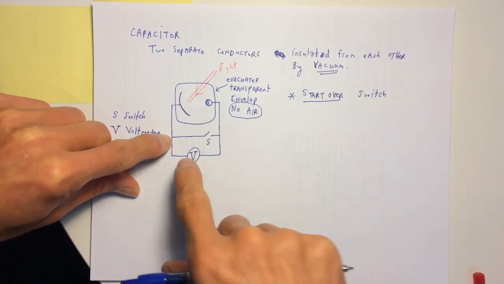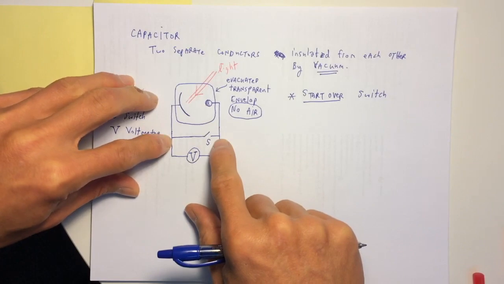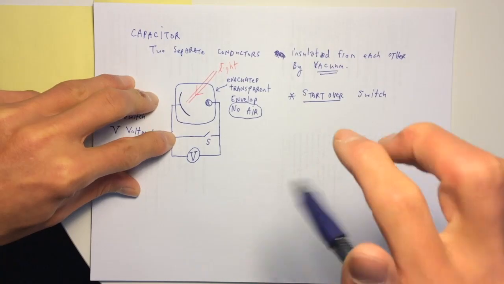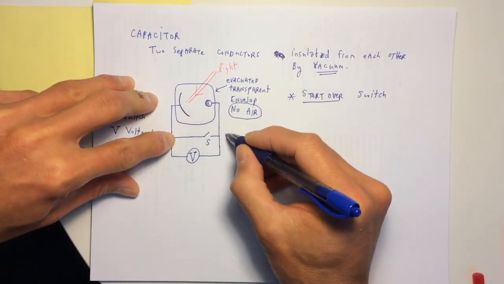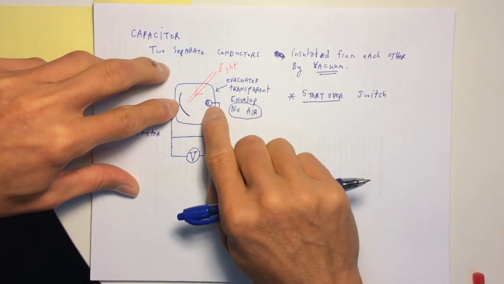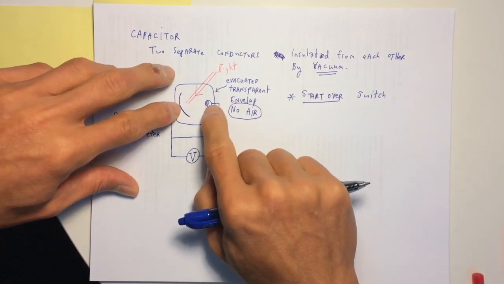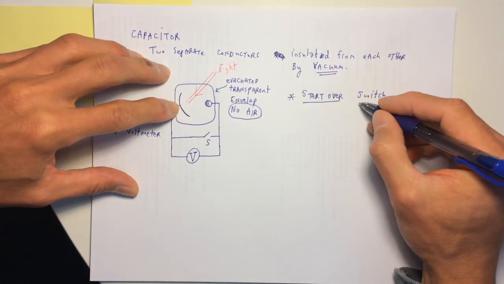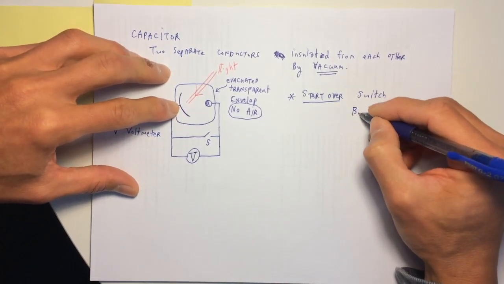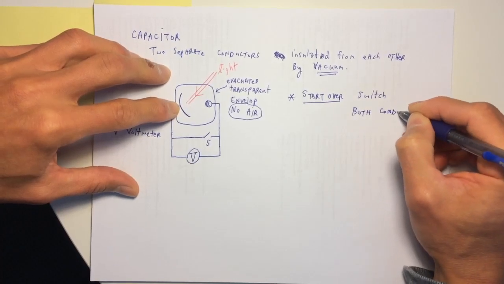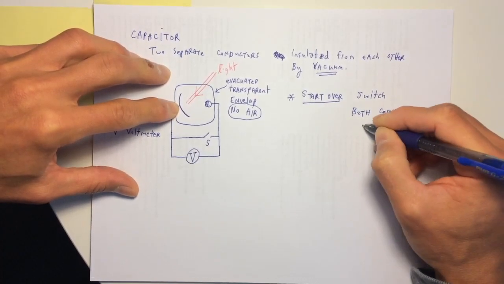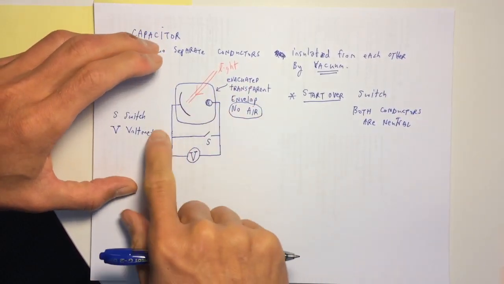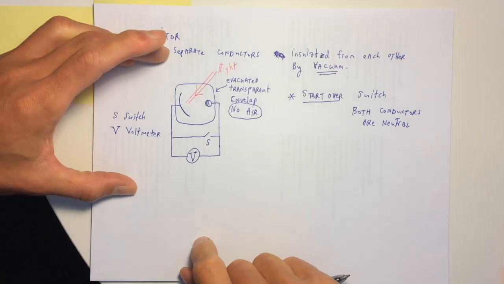So let's imagine, this might be the easiest way to start, but you don't necessarily need to start this way. But let's imagine that when you do this, there is a ground, right? And so I could have the situation of both conductors being neutral to start with. So let's imagine that. You can press the switch, and now both conductors are neutral. So there is no net charge on this device, no net electric charge.